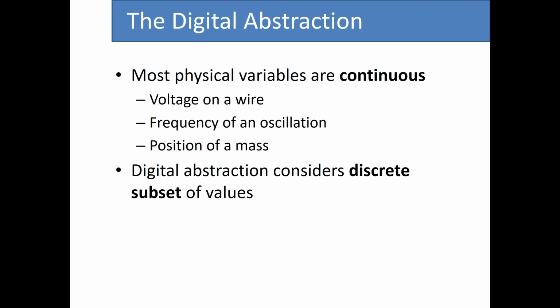So in terms of digital abstraction, as I mentioned before, most physical variables are continuous. Examples include voltages on a wire, frequency of an oscillation, position of a mass. As for digital abstraction, we only consider discrete values. I will go over the concepts of digital abstraction in much more detail in later lectures.